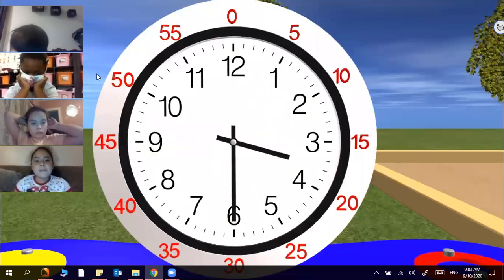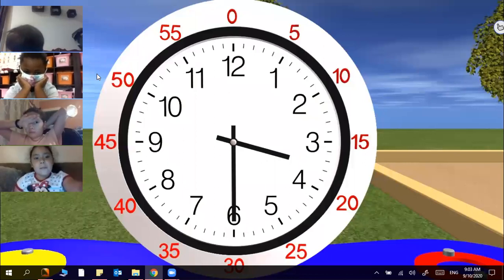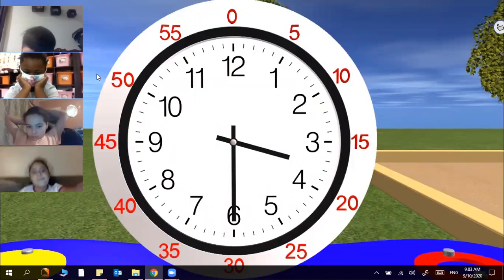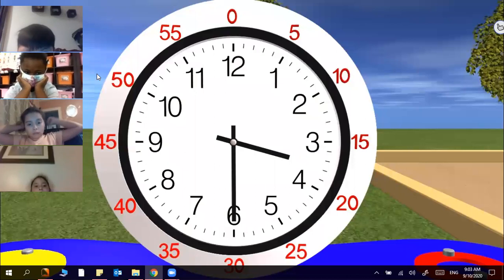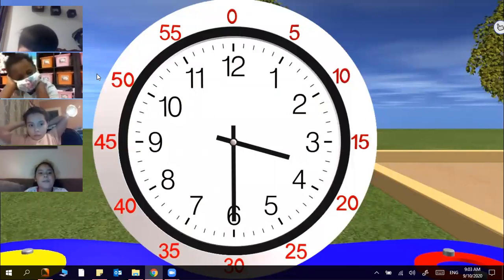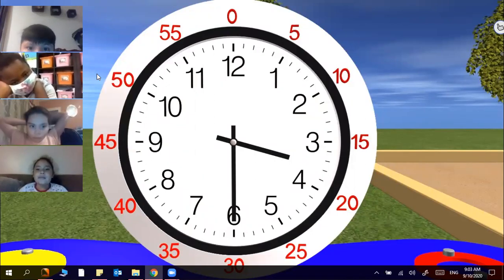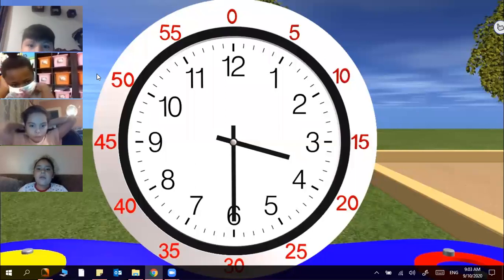Remember, we first look at the small hand for the hour. It is halfway between the 3 and the 4. So with just the hour hand, we know it is 3 o'clock. Now we look at the minute hand. It is pointing to the 6. Does that mean it is 3 and 6 minutes?